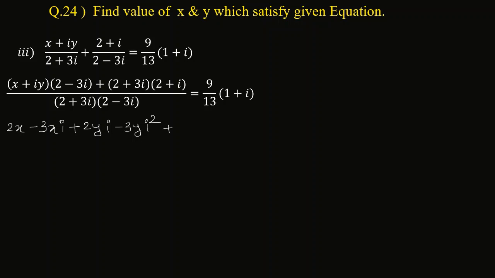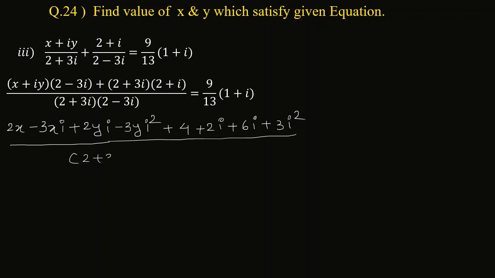Let's continue. Now again we'll multiply, so 2 2s are 4 plus 2y plus 6i, and next step we will get 3i square, whole divided by the denominator, which is 2 brackets that we will write down: 2 plus 3i multiplied by 2 minus 3i, which is equal to 9 upon 13 into 1 plus i.